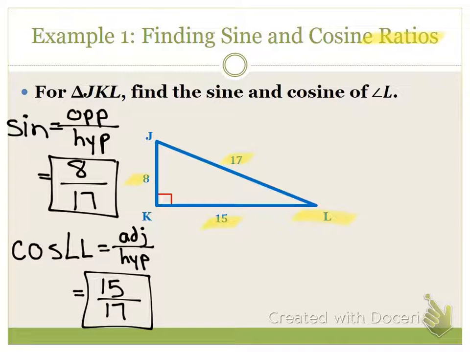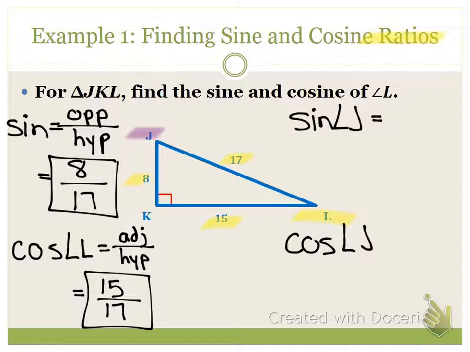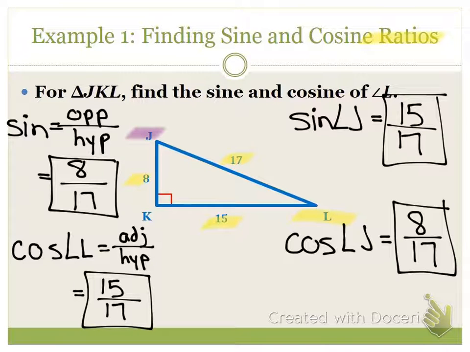What is the other acute angle? What was the other acute angle? J. So now find the sine and cosine for angle J. So sine is opposite over hypotenuse. So which value is opposite angle J? 15. Which one is hypotenuse? 17. Okay, so 15 over 17. What about cosine? 8 over... Who got them right? Okay, so now let's pull it into what we learned yesterday.